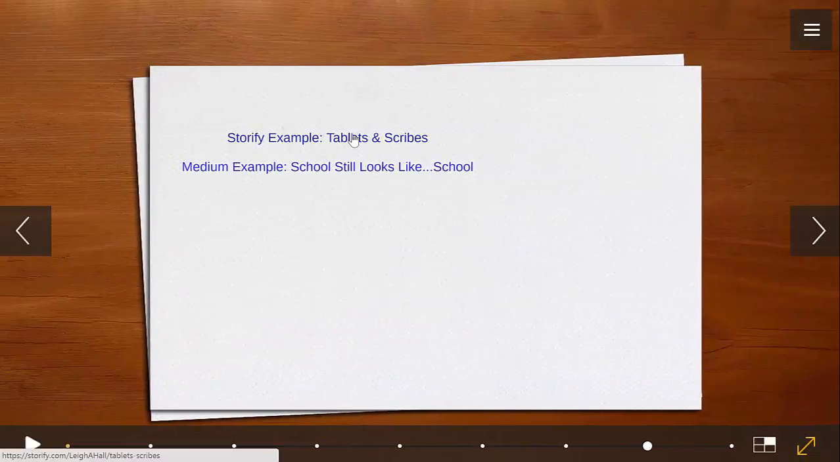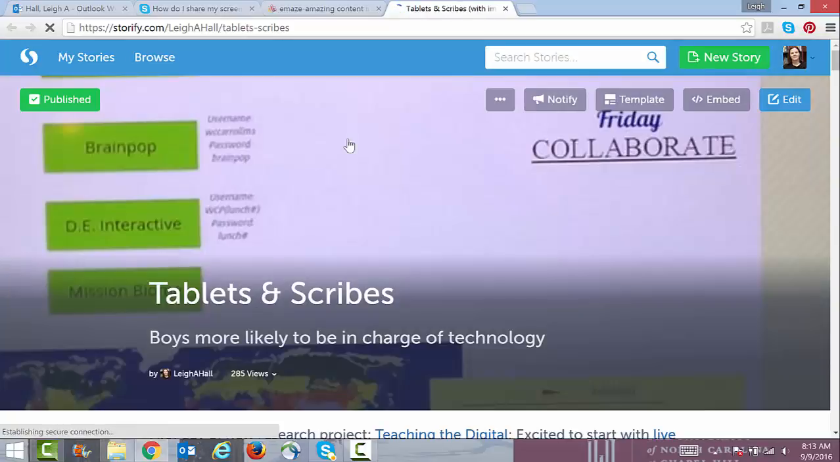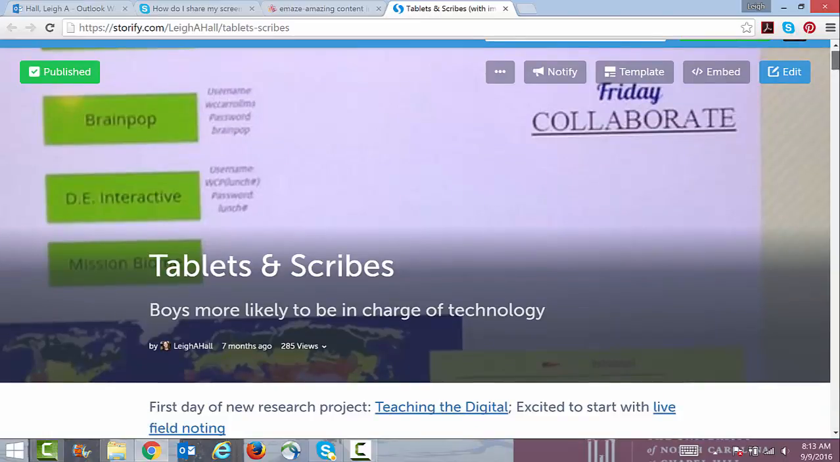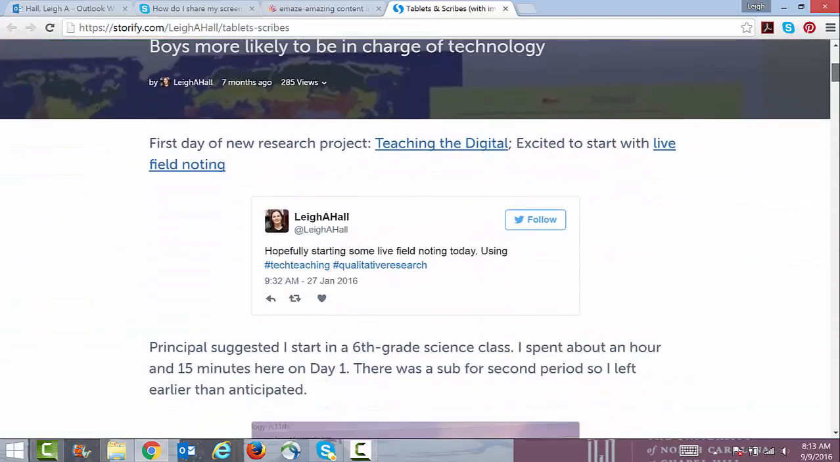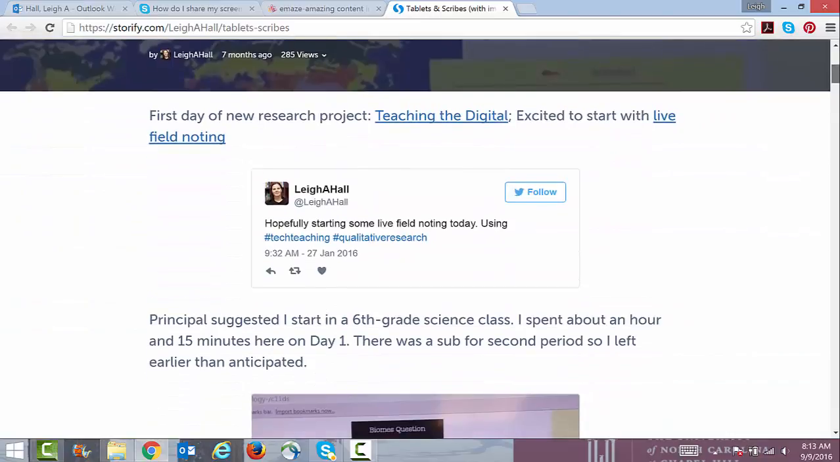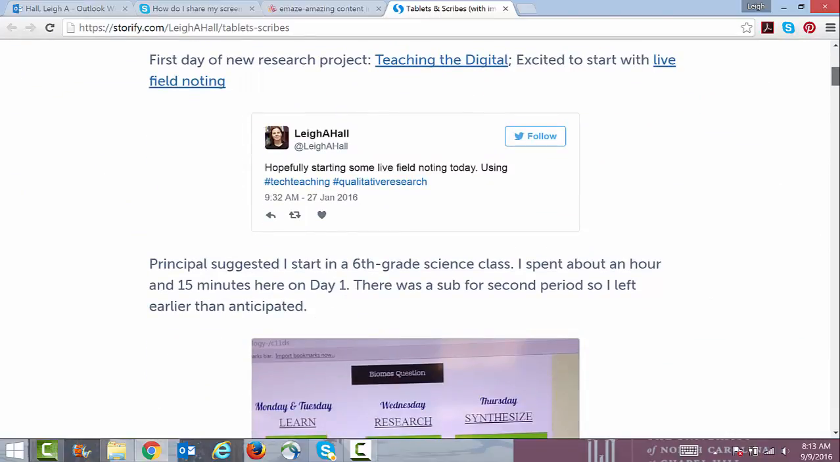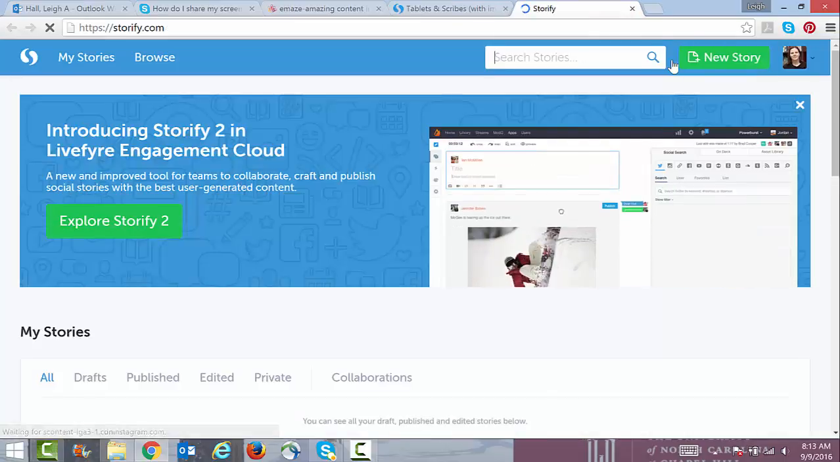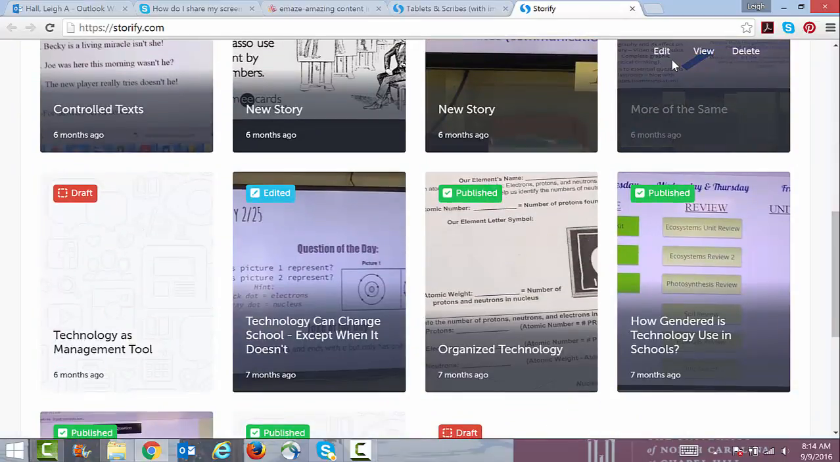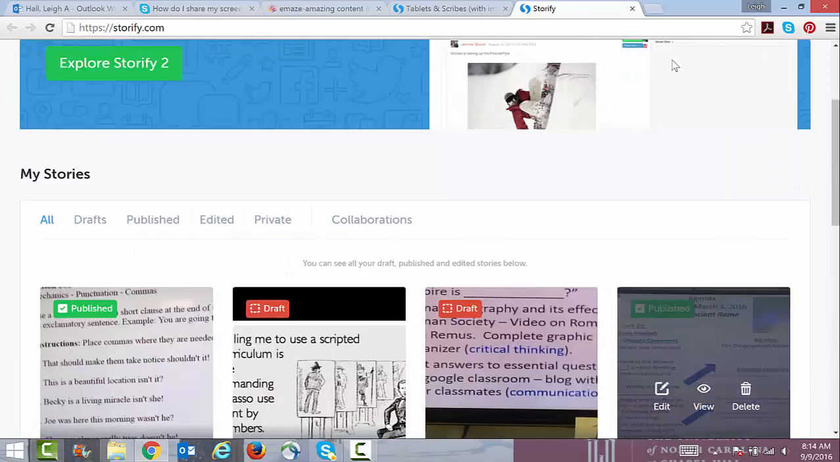So let's take a minute. This is an example from Storify. It is called Tablets and Scribes, Boys More Likely to be in Charge of Technology. This was in a middle school classroom, the very first day. You can see I put that up there: first day of new research project, excited to start with live field noting. And I'm going to click on this real quick. This will take you to a larger collection of my work.